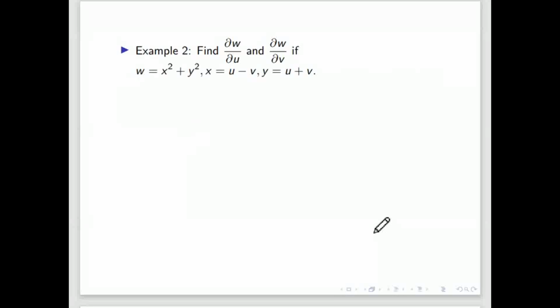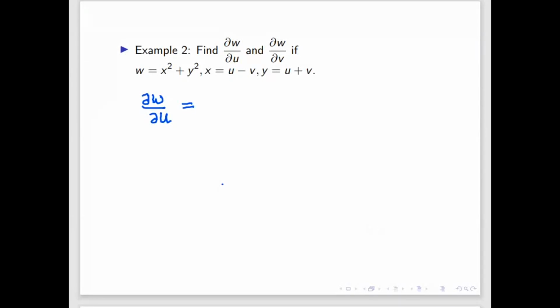So in this question, what will be the chain rule? One thing you can do, you can directly put x here and y here, and then differentiate with respect to u and with respect to v. But suppose I want to solve with the chain rule, then what will be the del w by del u formula?